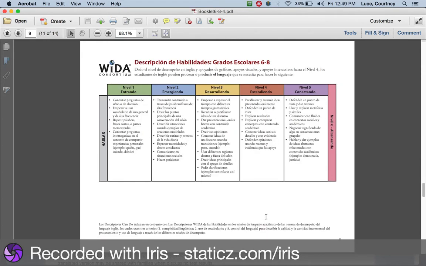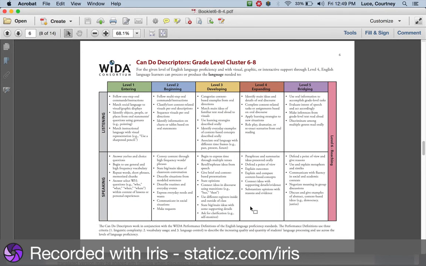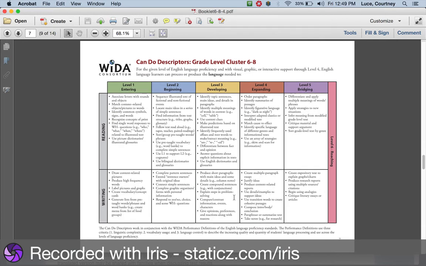And if you scroll down, oops, the Spanish one. If you scroll down, they have the same thing for writing. Within writing, they should be able to draw content-related pictures, or complete pattern sentences, or produce short paragraphs. One of the things you're going to notice is that what they can do in speaking will come before what they can do in writing.